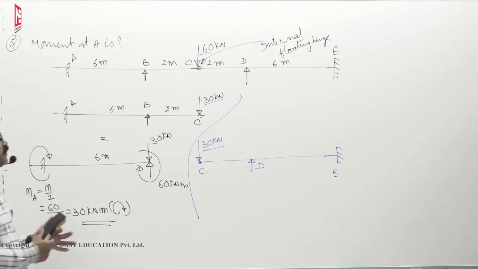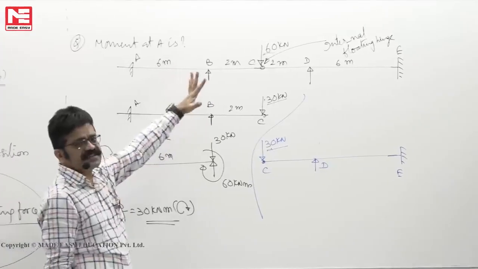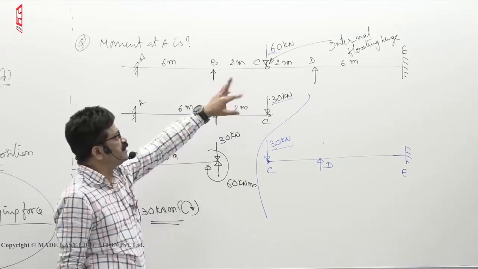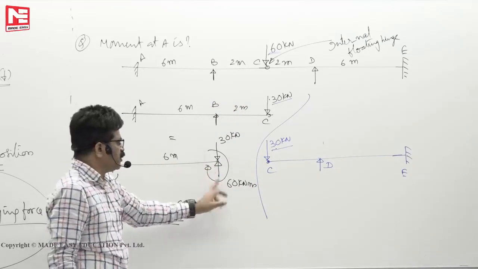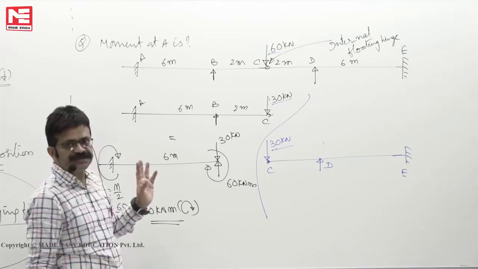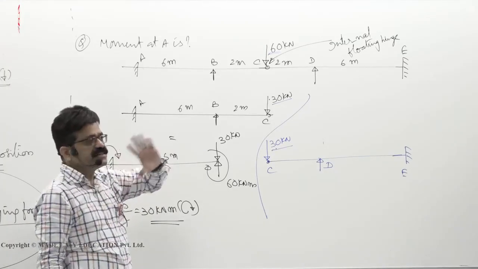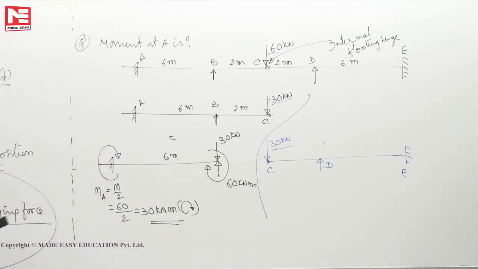In 2 minutes, in one of the GATE papers, they asked a similar question. Load is different, spans are different, but symmetrical. So in 2 minutes time, you should understand that this will be shared 30, 30, replace it here, and out of 60, how much is transferred here. 2 minutes time. But once you know the process, it will take hardly 15 or 20 seconds time. Okay, this is about the moment at A.